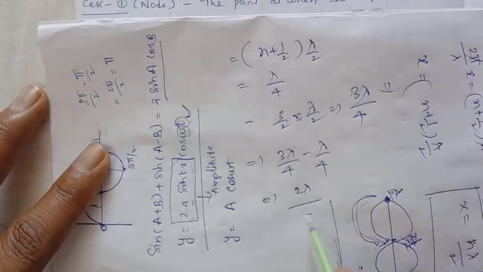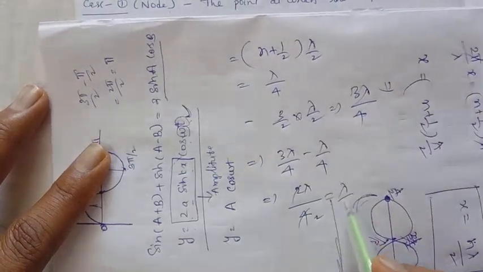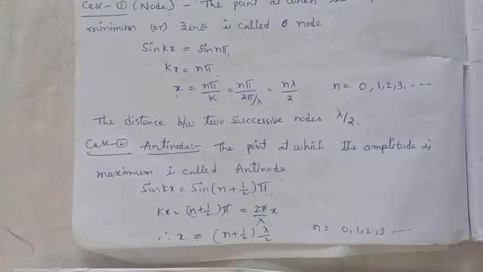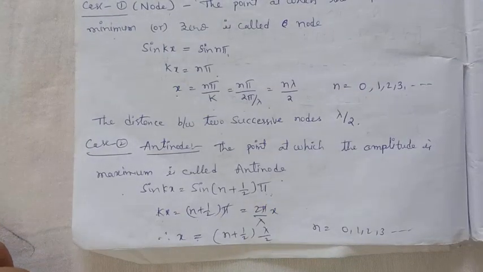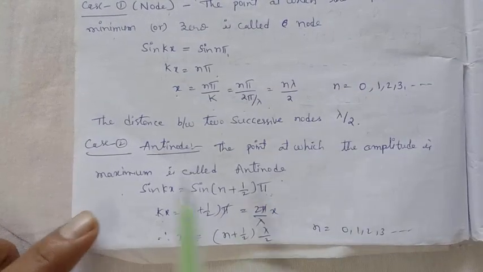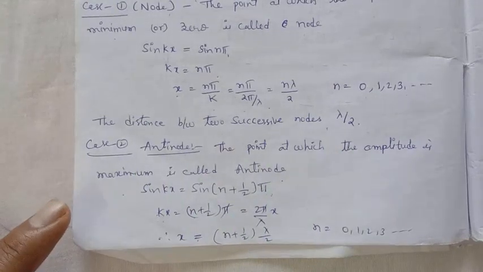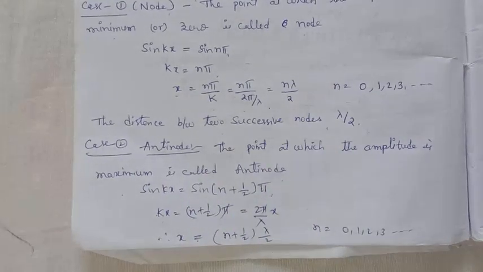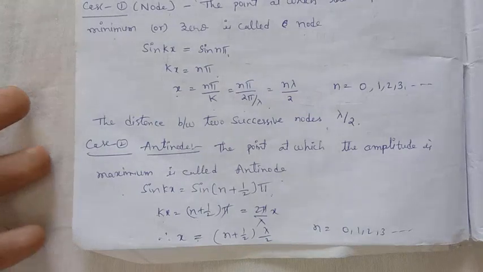2 lambda by 4 means lambda by 2. The successive distance between two antinodes is also lambda by 2. The successive distance between two nodes is also lambda by 2. You have to remember the point. The successive distance from node to node is lambda by 2.